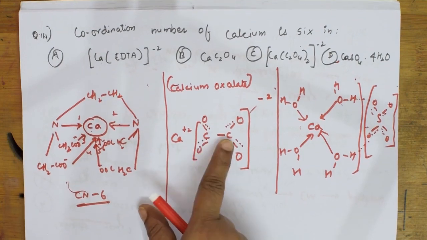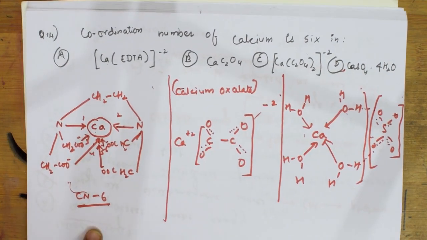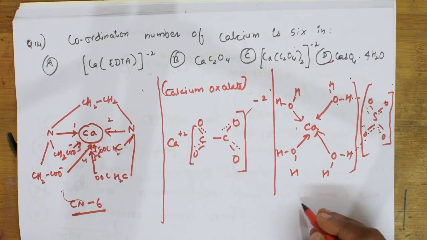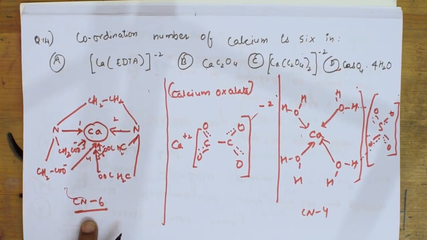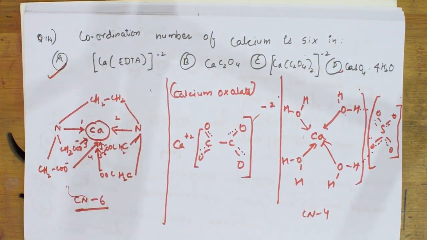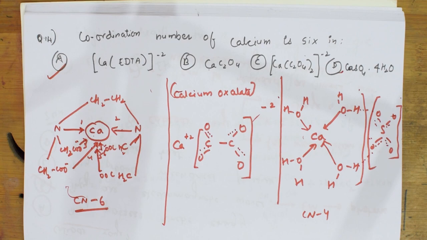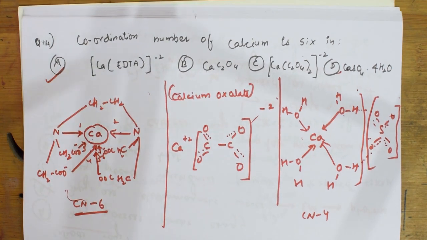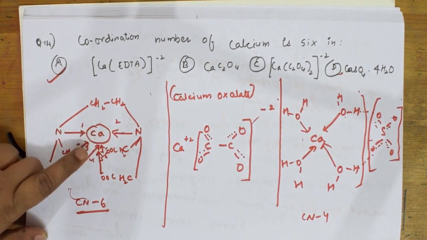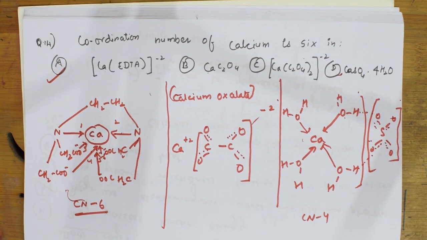This is 1 attached and this is the second one. Here the coordination number is 6. Here the coordination number is 4. Here the coordination number is 6. So the correct option is calcium EDTA 2-. Here we have 1, 2, 3, 4, 5, 6 surrounding atoms, nearest neighboring atoms. So the coordination number is 6 in this.